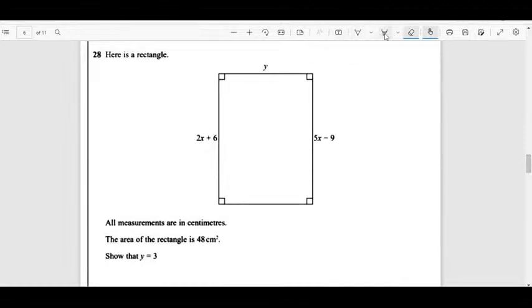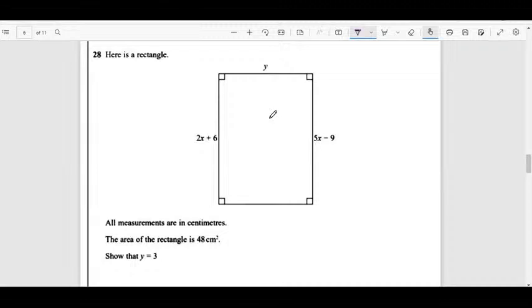Now it says, here is a rectangle. All the measurements are in centimeters. The area of the rectangle is 40 centimeters square. Show that y is equal to 3. You need to find the value of y. And what do we know? We know that this is a rectangle. So how do we show y? Please try doing it. Yes.